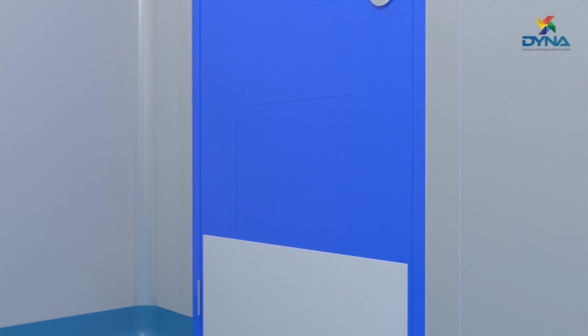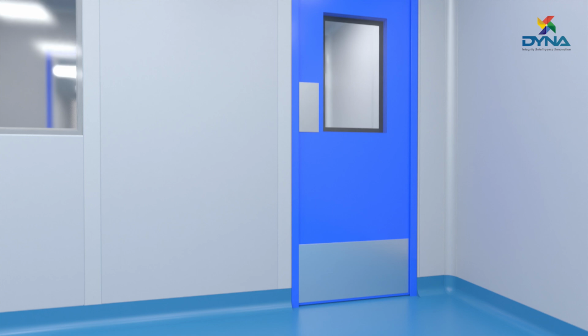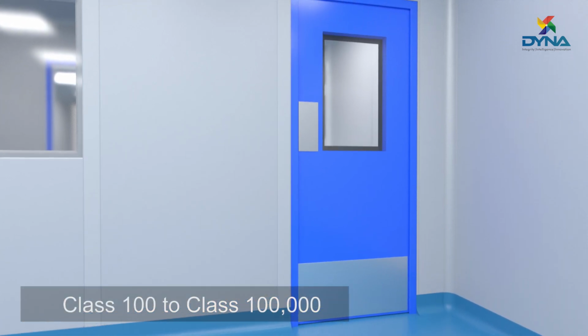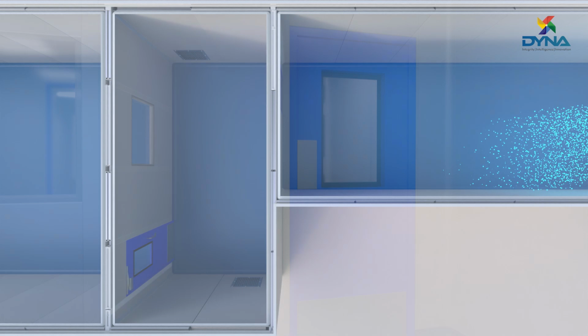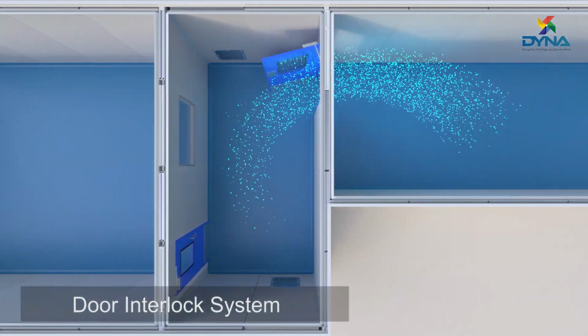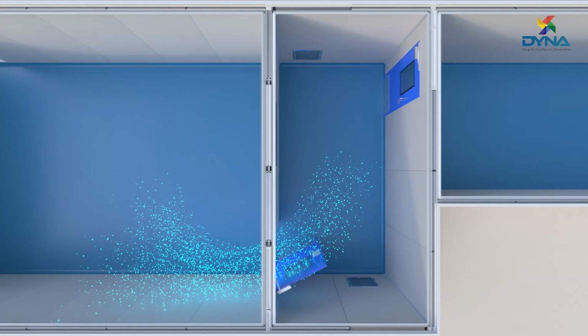Finished in epoxy or pure polyester coating, these doors facilitate the maintenance of class 100 to class 100,000 air quality, with Dyna's door interlocking system ensuring complete prevention of cross-contamination between two clean rooms of same or different air class.